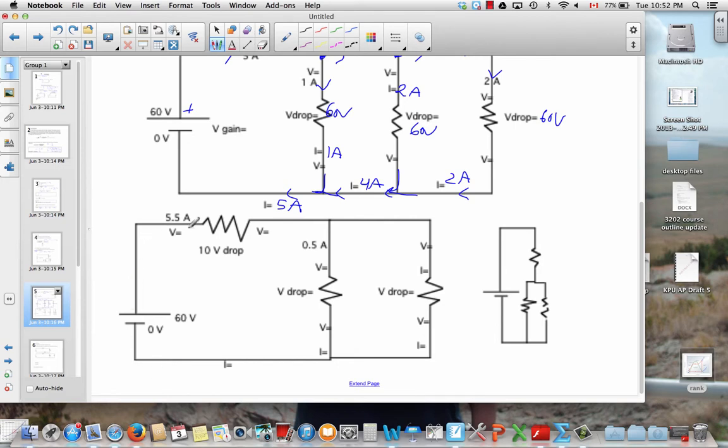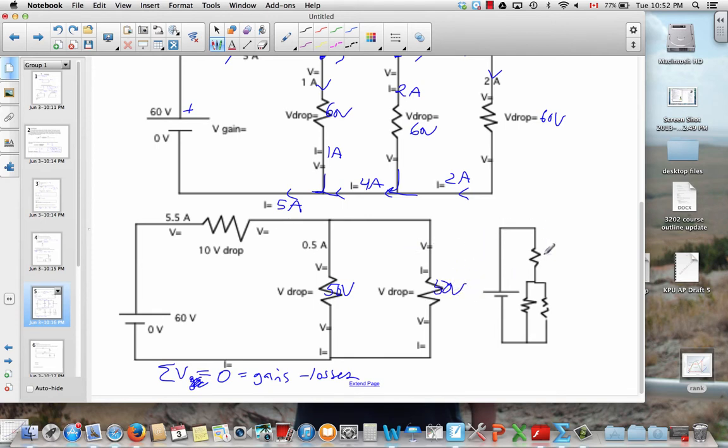If we consider this loop, the voltage law says that the sum of the volts is 0. That's the gains minus the losses. So there's a 60-volt gain, a 10-volt drop. There must be a 50-volt drop across this one for that loop to balance. Then for this outer loop to balance, there's a 60-volt gain, a 10-volt drop. This one must also be 50 volts.